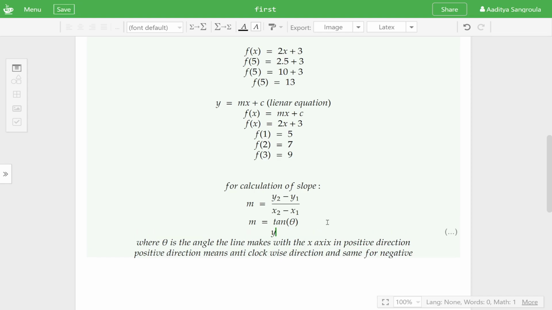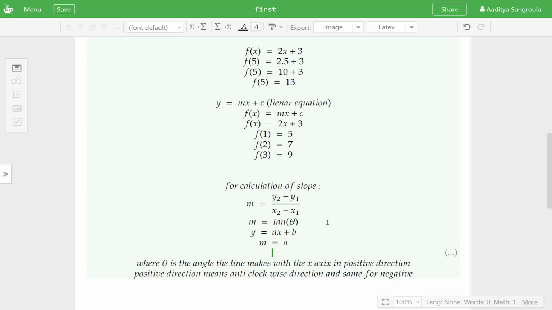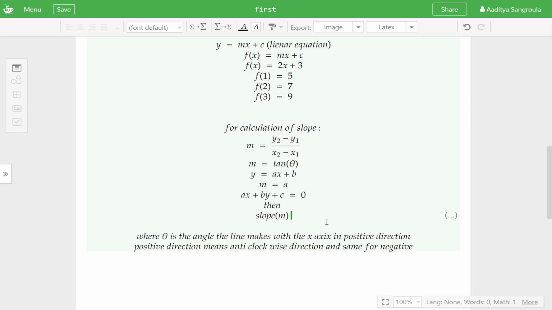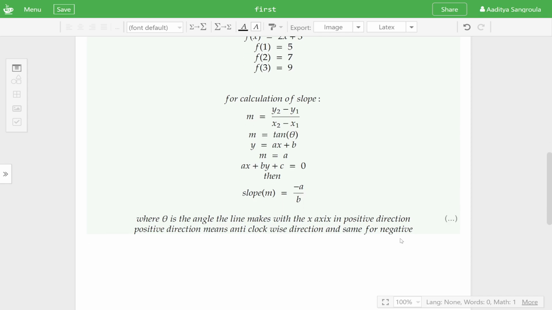If we have y equals ax plus b, then we can do another way as well. We can just directly compare, m equals a. If we have the straight line equation given in the format ax plus by plus c equals 0, or something like this, then you have to rearrange the straight line to come to this form, ax plus by plus c, then the slope of the line m is equal to minus the coefficient of x, which is a, over b, the coefficient of y. So this is also the slope of the line.